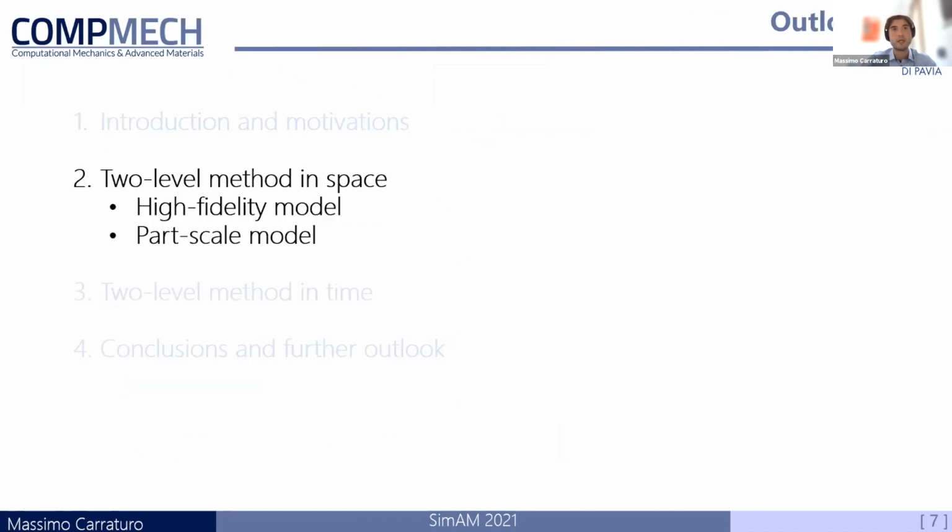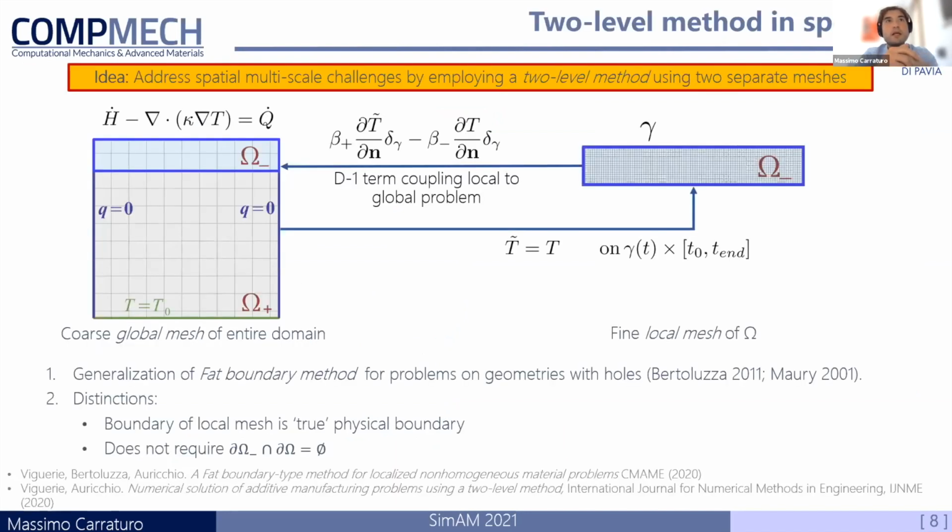But now let's have a look in more detail at the characteristics of this two-level approach. The idea is to address a spatial multi-scale problem with two separate meshes: one on the global domain and one on a local domain, which is resolved by means of a finer mesh. In both problems, the coarse global problem and the local one, we solve the heat transfer diffusion problem. The global solution is coupled to the local one by imposing the temperature solution of the global problem on the boundaries of the local one.